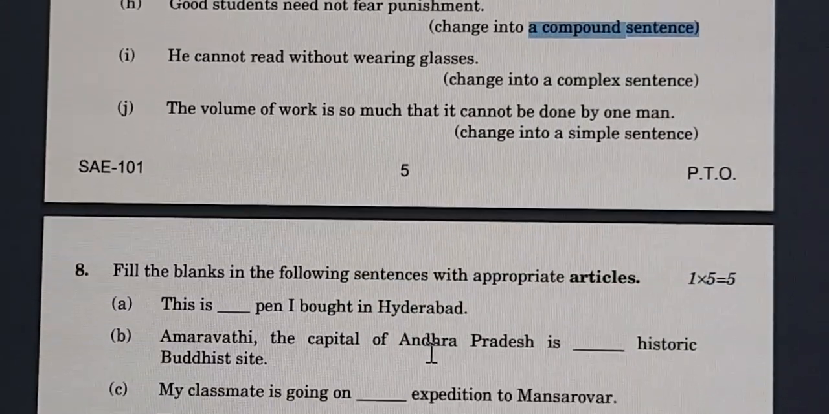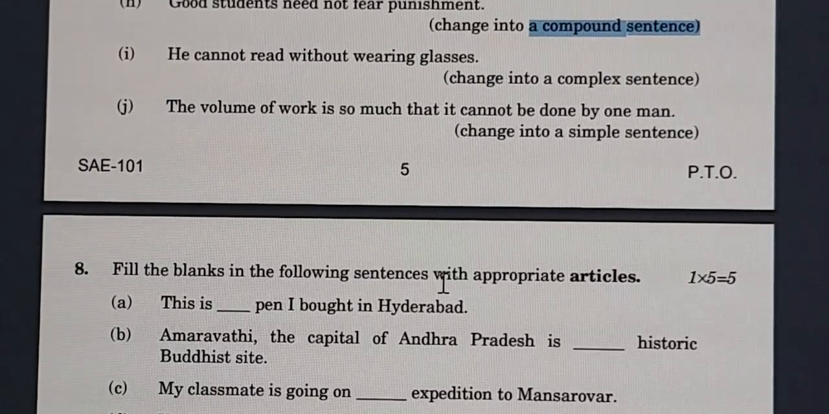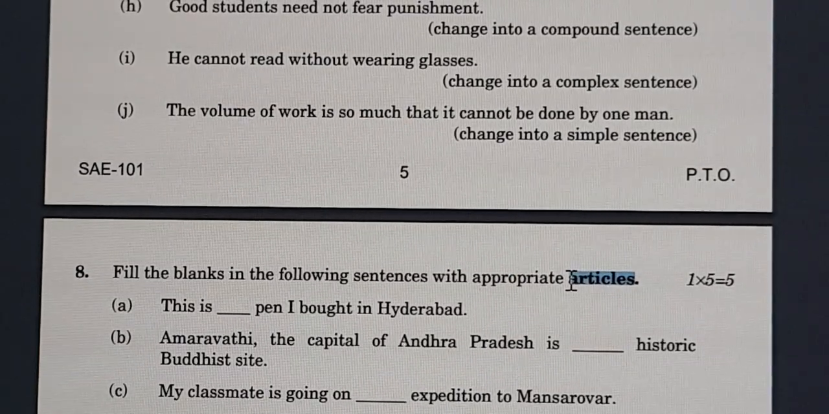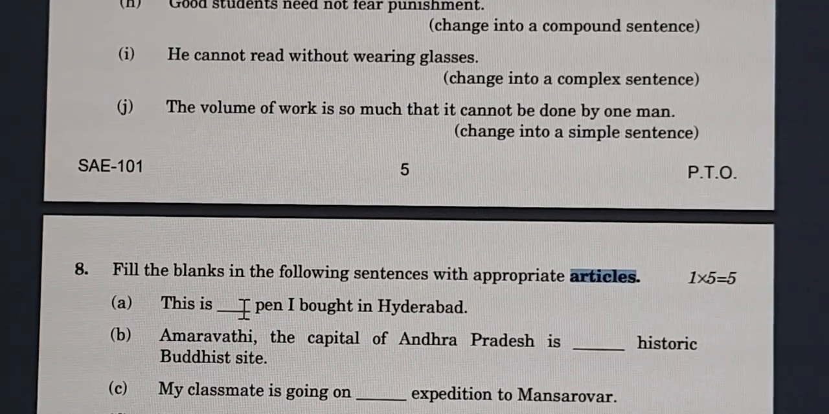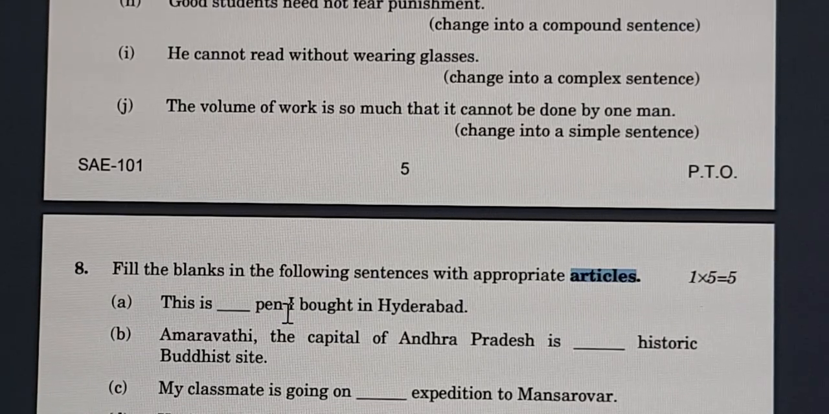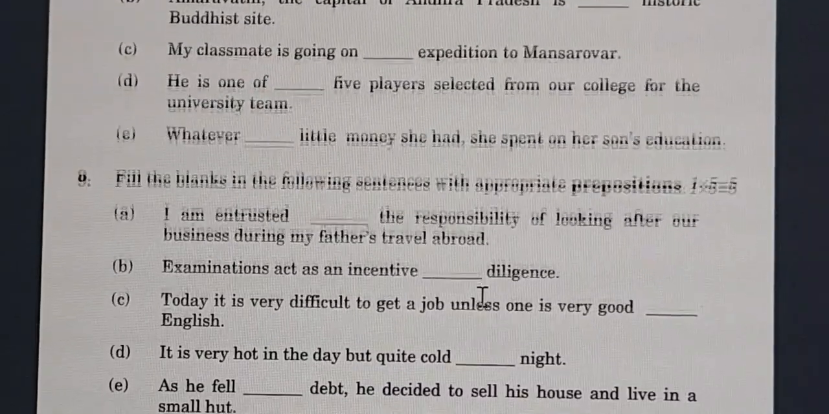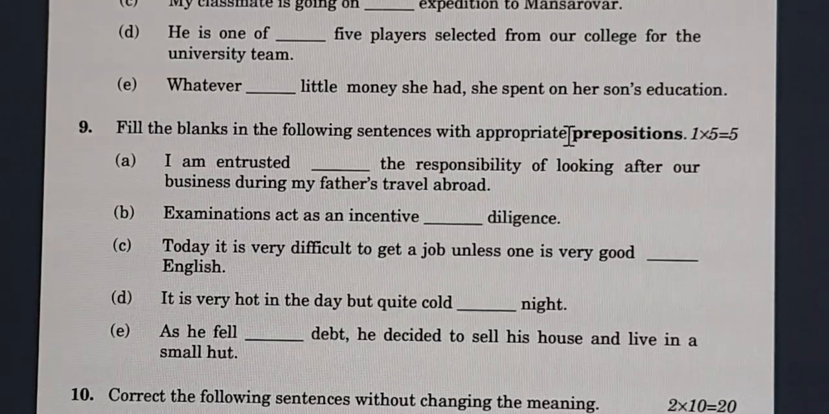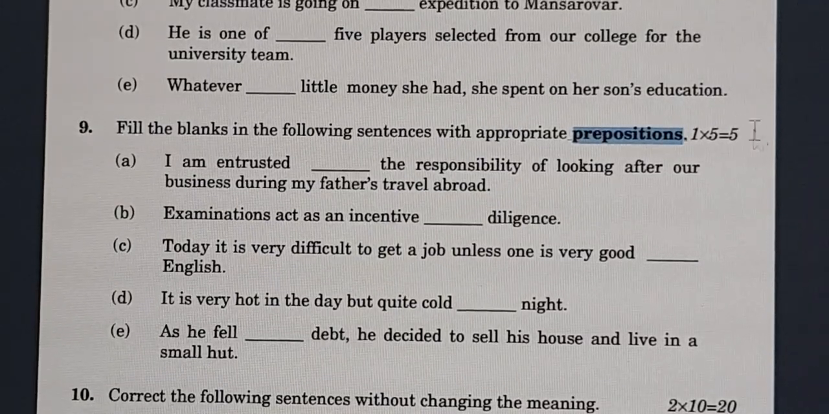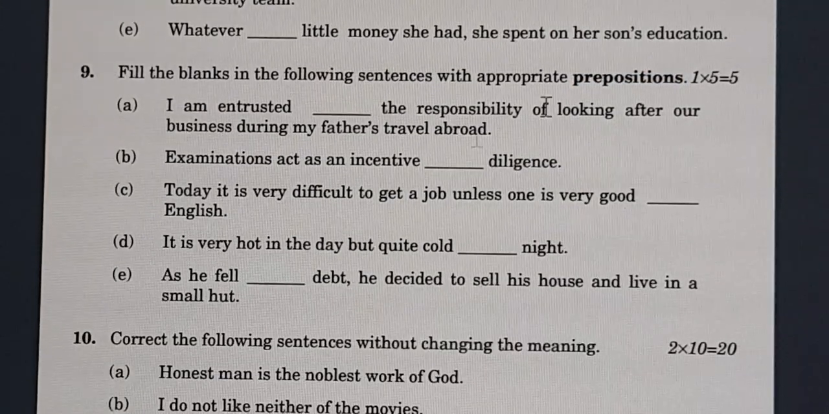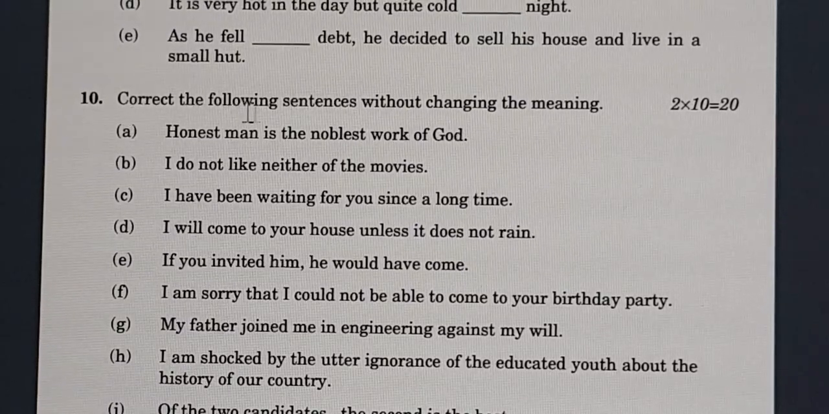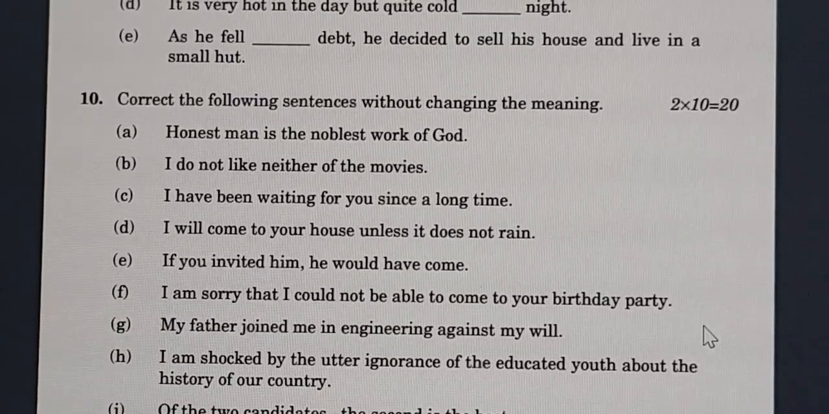Now move to the 8th one. Fill in the blanks in the following sentences with appropriate articles a, an and the. You need to carefully go through each sentence and fill in the perfectly fitting article. This also carries 5 points. Now move to the 9th section. Fill in the blanks in the following sentences with appropriate prepositions. Okay guys, and this carries 5 points. 5 questions, 5 points.